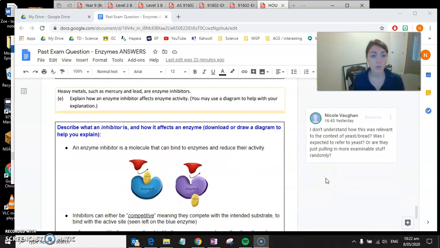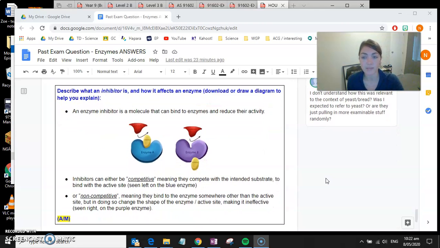All right, E was completely random in my opinion. It has nothing to do with the bread yeast situation, but it is related to enzymes. So I guess the examiner is just trying to get as much enzyme knowledge out of you as possible. Heavy metals such as mercury and lead are enzyme inhibitors. E, explain how an enzyme inhibitor affects enzyme activity. You can use a diagram to help with your explanation. So, to break this down, describe what an inhibitor is and how it affects enzymes.